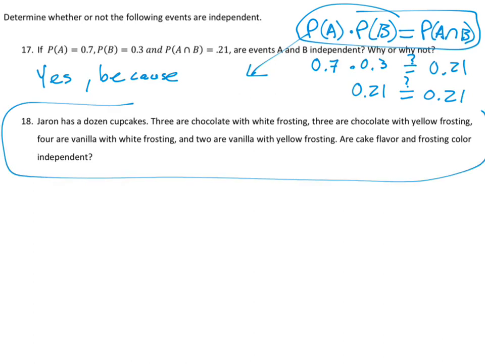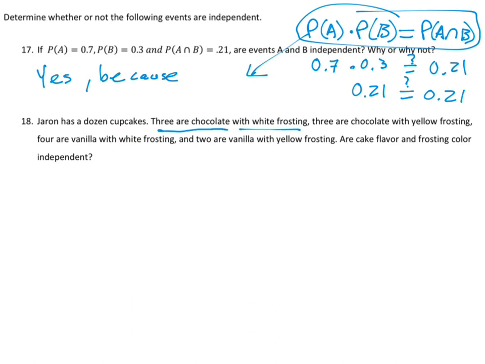But let's go to 18 and use this kind of information in real-ish life. Jaren's got a dozen cupcakes. I don't know why, but he does. Maybe he's got a party, and he's supposed to make them. But would you really trust a guy named Jaren to make your cupcakes for you? I don't know, but we'll see. Anyway, there are 3 chocolate with white frosting, 3 chocolate with yellow frosting, 4 vanilla with white frosting, and 2 vanilla with yellow frosting. That's a lot of information.